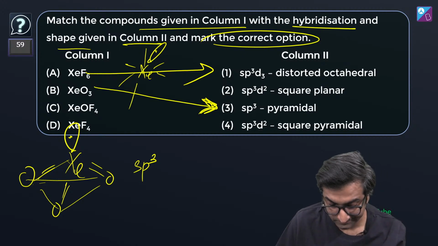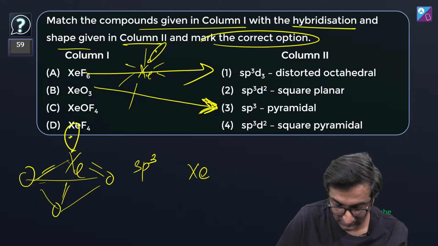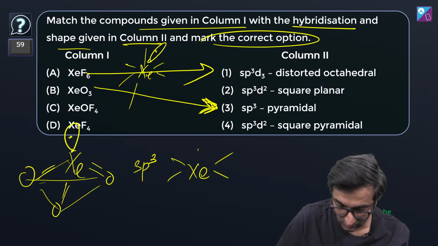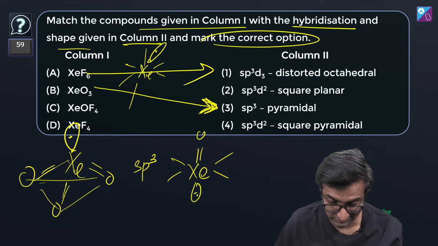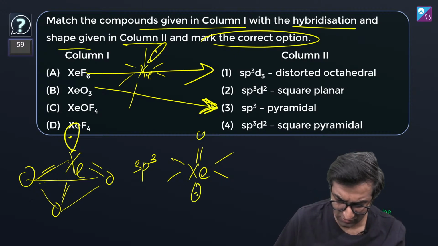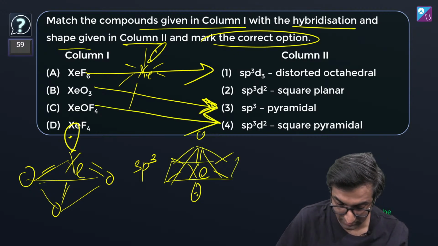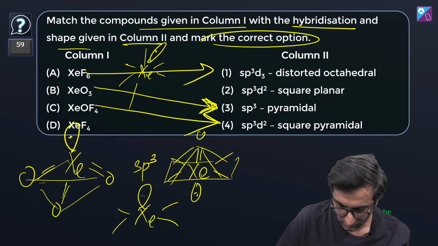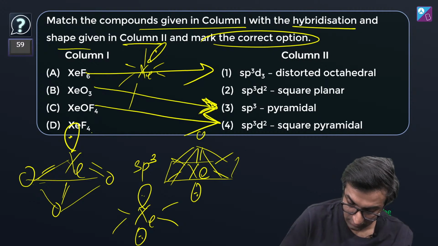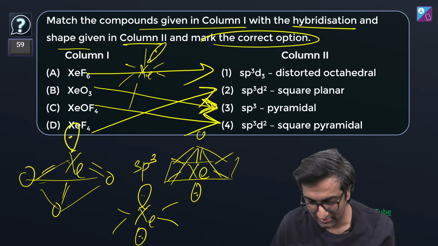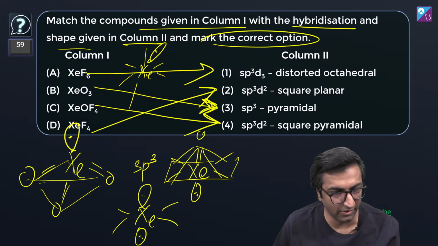XeOF4 का क्या होगा? XeOF4. 1, 2, 3, 4, 5, 6, 7, 8. Yeah, maybe this. Yeah, it works out. I think this is good. Square pyramidal. Sure. Square pyramidal. What about XeF4? Oh, then we have sorted. 4, 5, 6, 7, 8. Square planar. Yeah. Distorted.